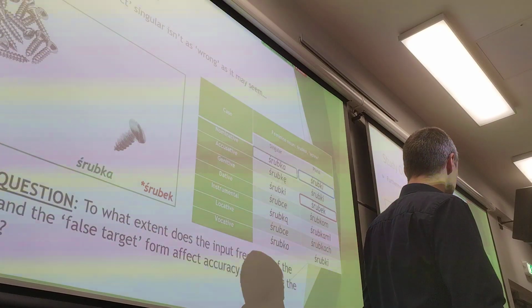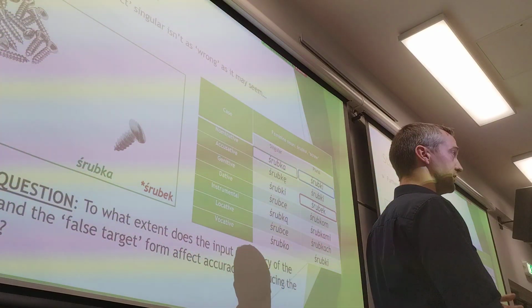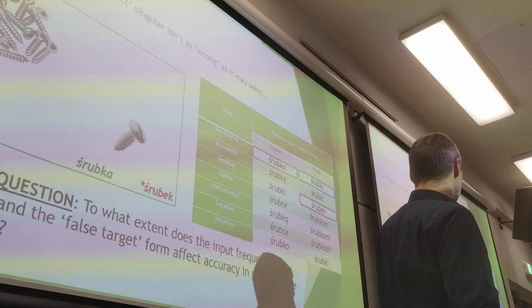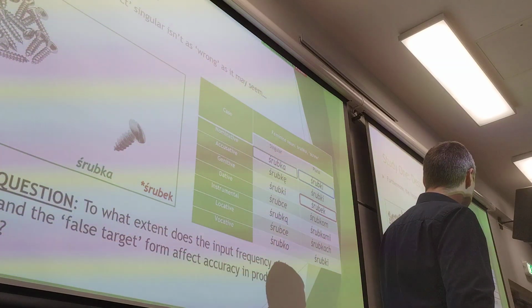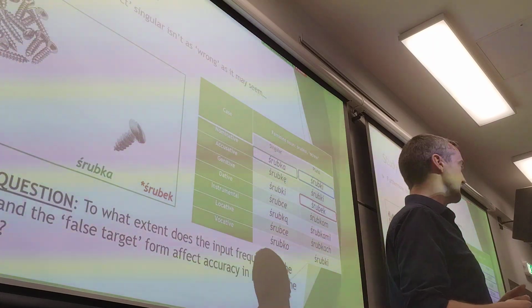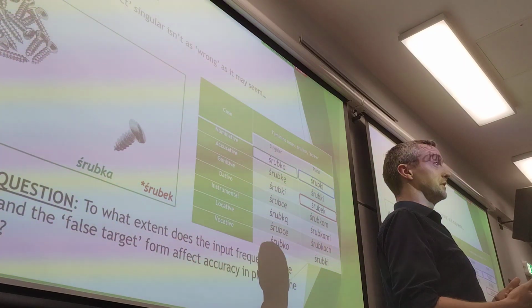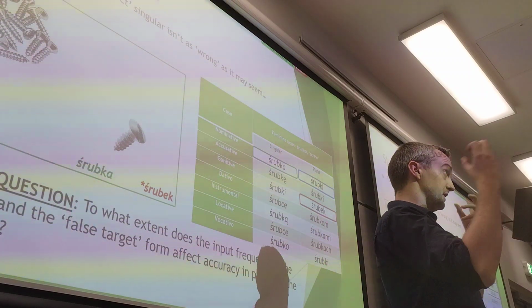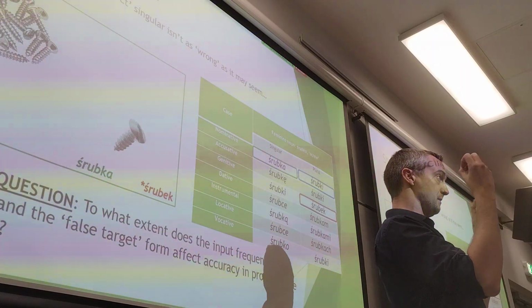So my research question is basically, to what extent does the input frequency of the target form, so in this case śrubka, and the frequency of the false target form, so śrubek in this case, affect the accuracy by which the children produce that singular form? Because they've got these two kind of competing forms in their mind.